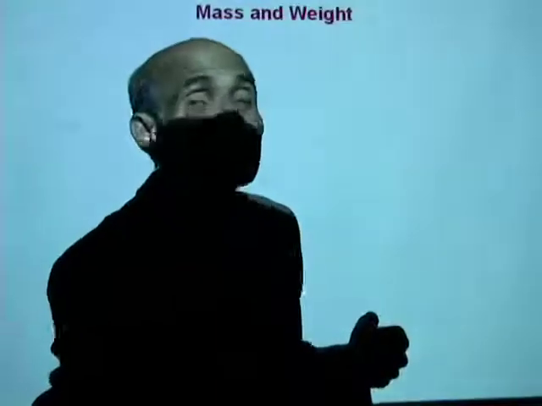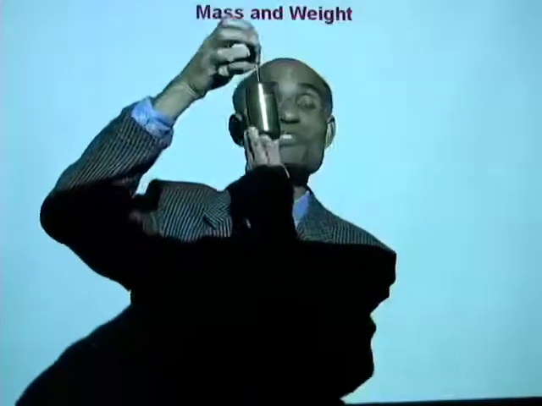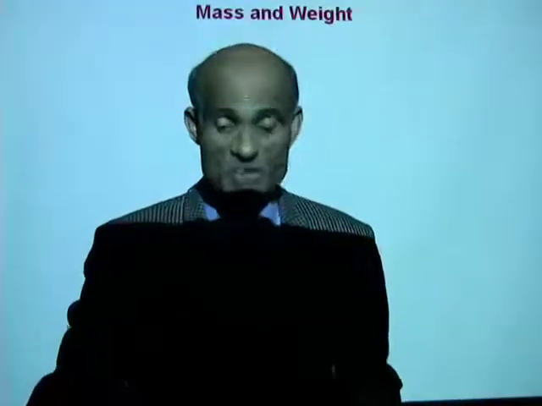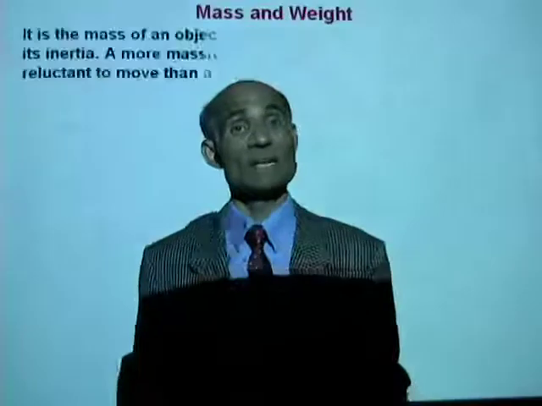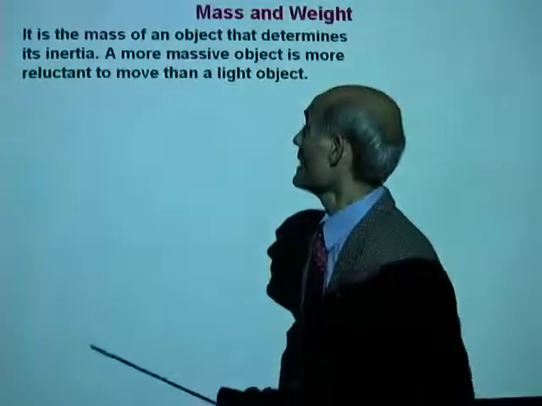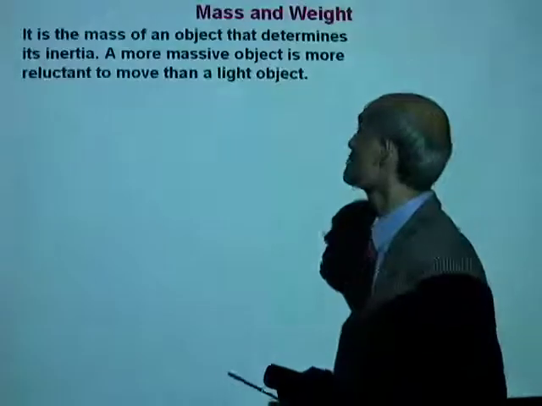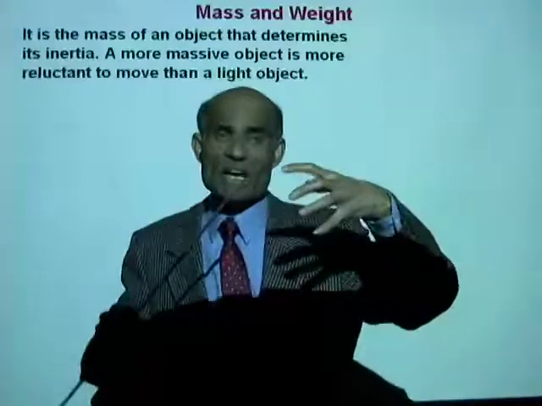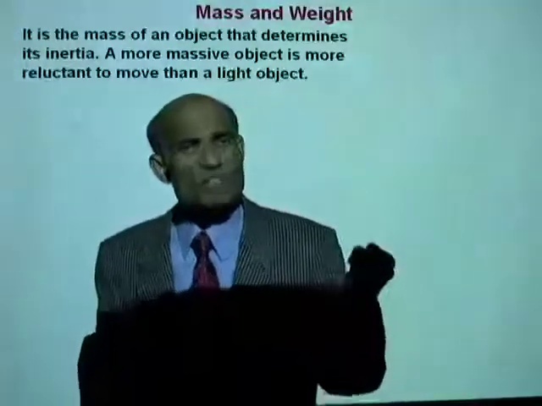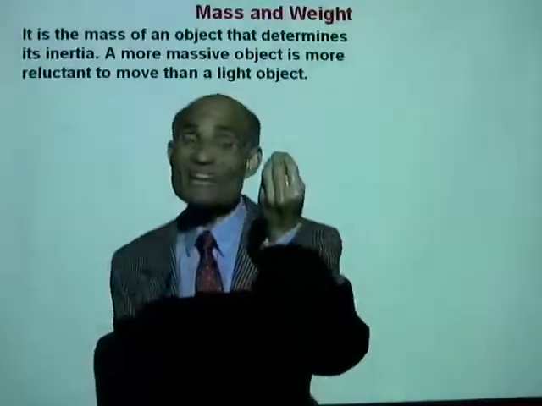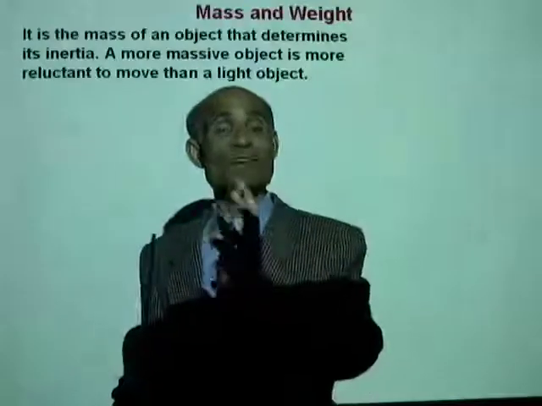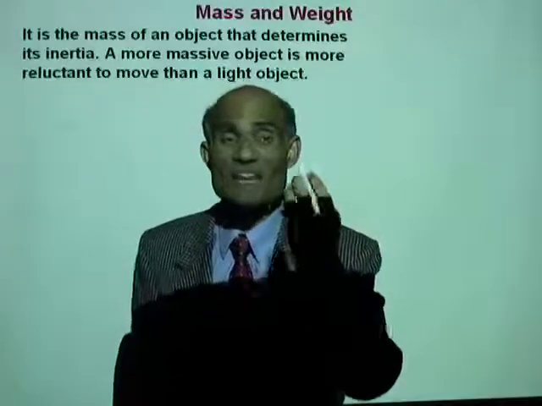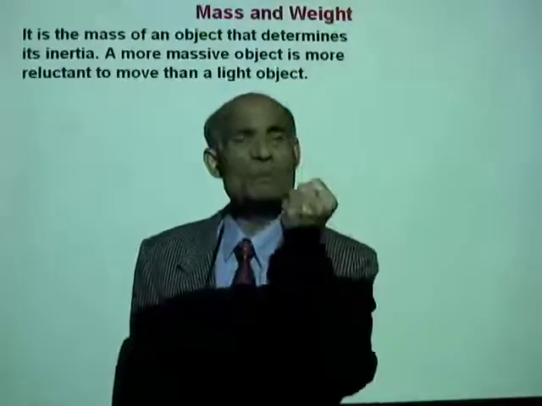In SI system, the unit for measuring mass is a kilogram. Now, what is the difference between mass and weight? Let's discover that. Now, it is the mass of an object that determines its inertia. You see, a massive object, it is very difficult to move it, whereas a light object, you can easily move it. Therefore, mass of an object can be simply defined as its inertia, the amount of inertia.